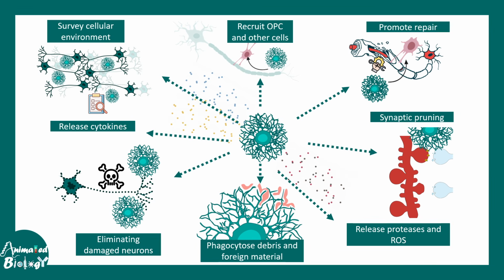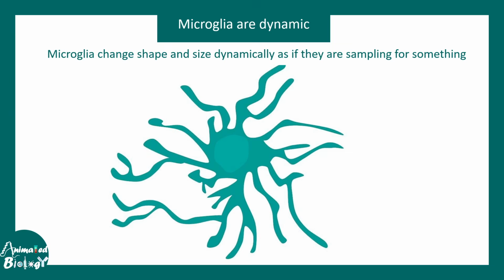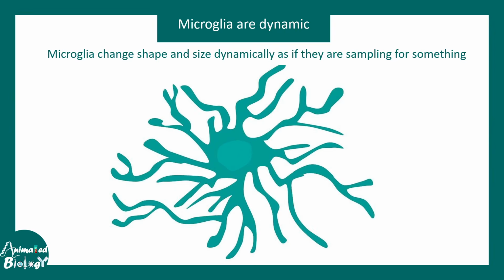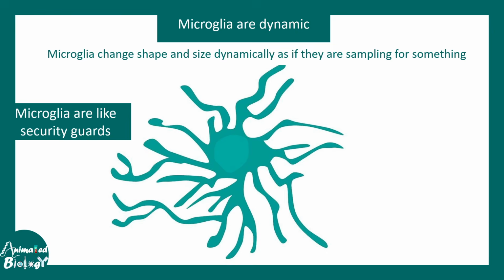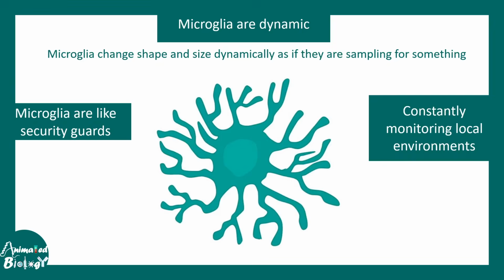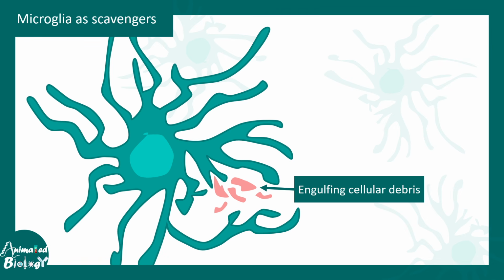So microglia are diverse in terms of their functionality, and they always extend and retract their processes. They are highly dynamic in terms of their morphology. This tells us that they are like security guards. They constantly monitor the local environment, looking for potential pathogens or damaged debris.